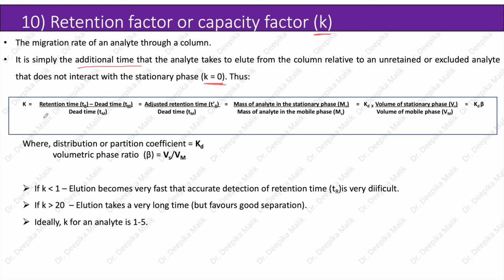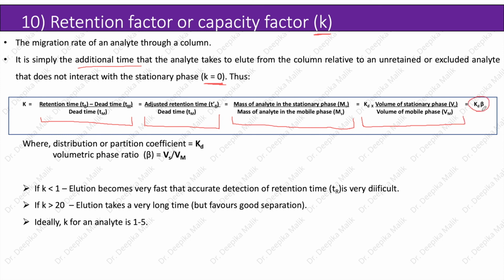It can be calculated by retention time minus dead time divided by the dead time, or adjusted retention time divided by the dead time, or mass of analyte in the stationary phase divided by the mass of analyte in the mobile phase, or distribution coefficient multiplied by beta, which is equal to volume of stationary phase divided by volume of mobile phase.